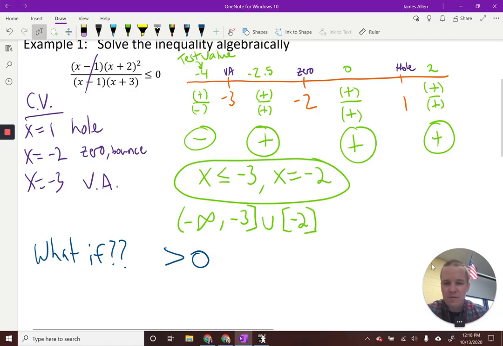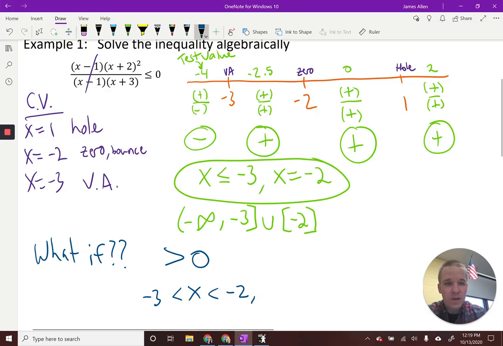So when is it greater than 0? Well, I know it's going to be greater than 0 in this area right here, right? So from -3 to -2. And am I including any of those? Well, I can't include the vertical asymptote. I'm also not going to include the 0 because it would be equal to 0, right? If this was greater than or equal to 0, then I would be including this -2. Okay, I'd be actually going straight through to the hole.